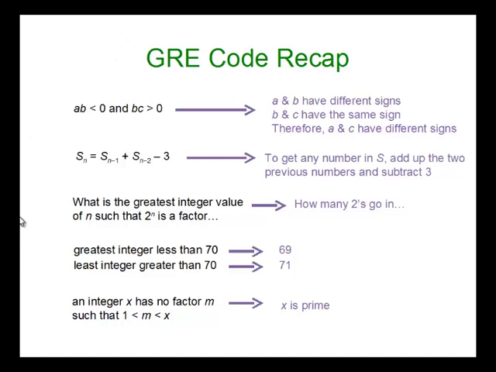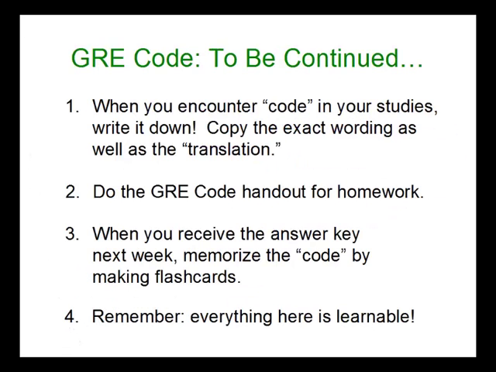All right, and we thought about greatest integer less than 70. In practical terms, that just means count up or count down. And very sneaky hidden language here about primes. Red flag for prime language in code is when they talk about how many factors there are. All right. And so this is going to be continued. As you continue with the class, you're going to see examples of GRE code at work in almost every lesson. So when you run into it, as you do problems outside of class as well, copy it down, put it on a flashcard, copy down what you realize the code was actually saying, as well as the original language.